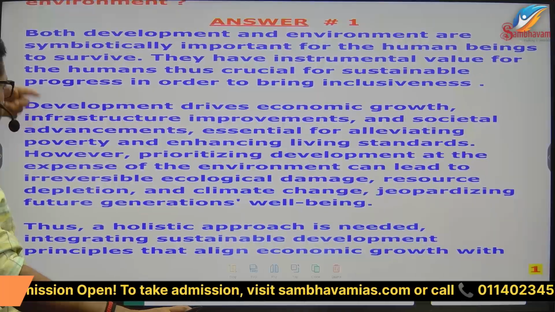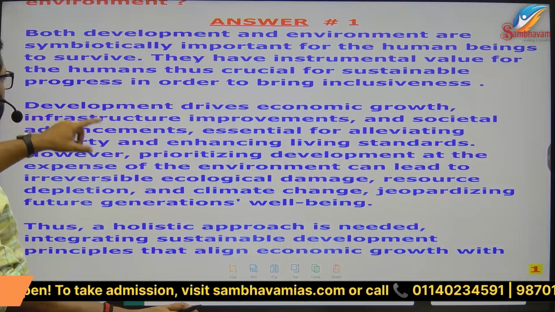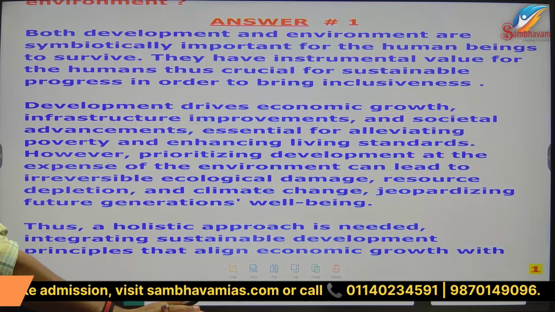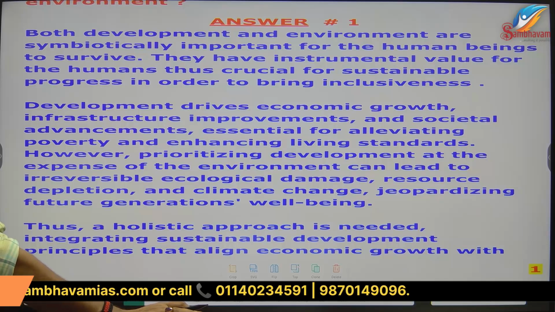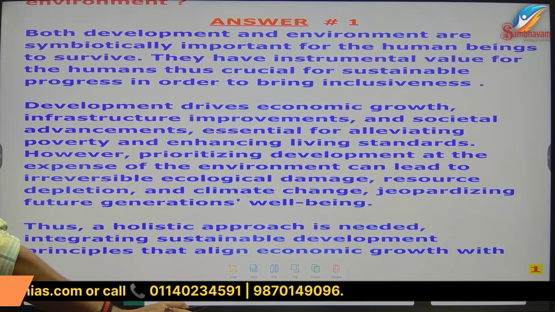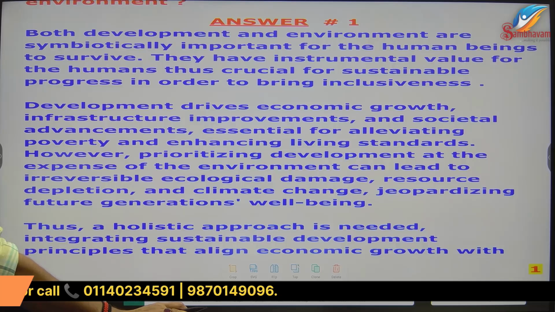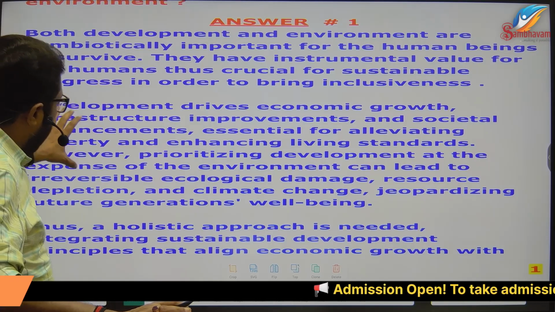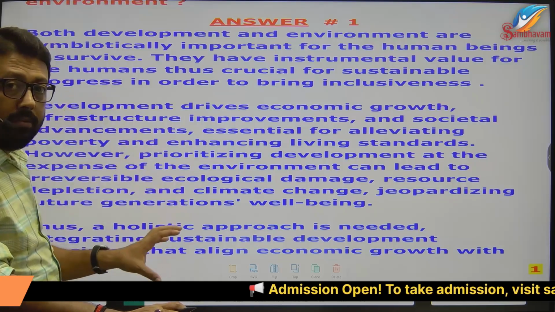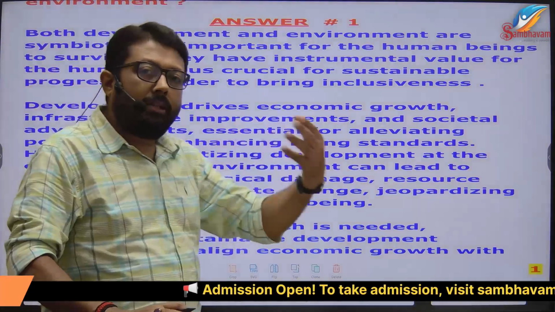So the next paragraph: development drives economic growth, infrastructure improvements, and societal advancements essential for alleviating poverty and enhancing living standards. However, prioritizing development at the expense of the environment can lead to irreversible ecological damage, resource depletion, and climate change, jeopardizing future generations' well-being. I have changed the paragraph with a new and further thought.